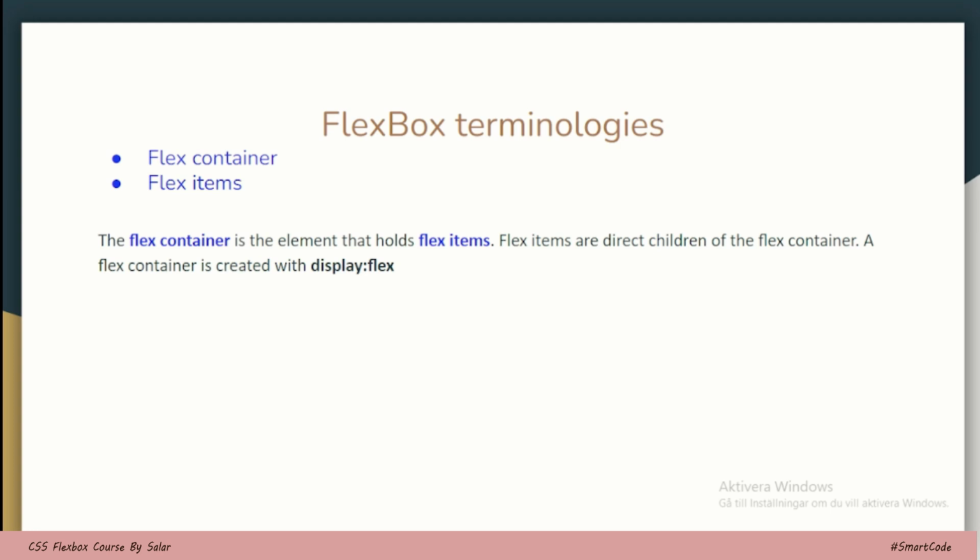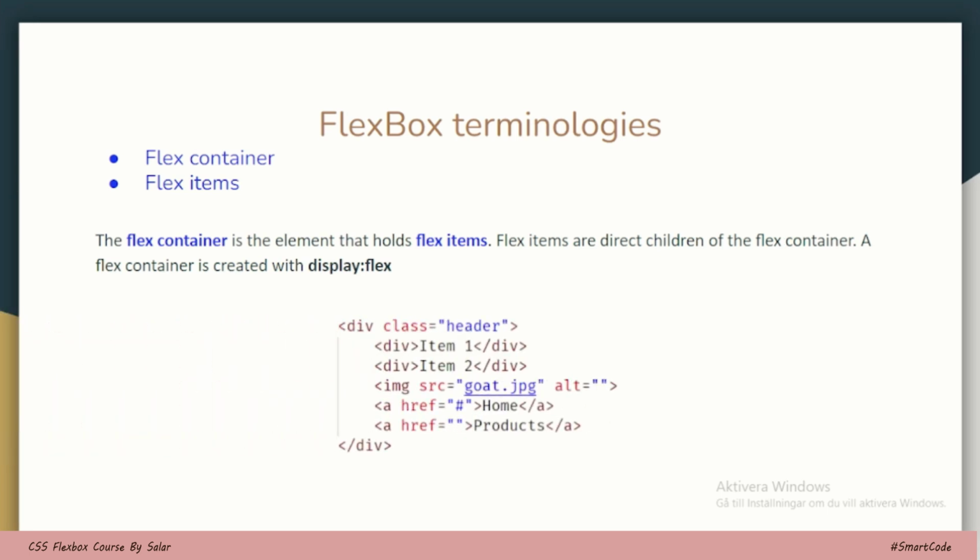Flex items are direct children of the flex container. And we create a flex container using the display flex property. It will make more sense when we look at an example. So let's have one. Now you see some HTML on the screen. And what do we have here? We have a container with a class header. And inside the container, we have 5 HTML elements. We have 2 divs, an image, and 2 menus.